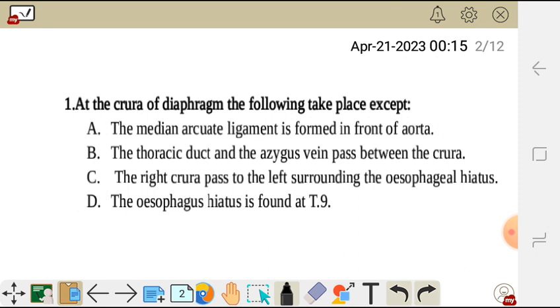Question 1 reads, at the crura of the diaphragm the following take place except A, the median arcuate ligament is formed in front of the aorta, B, the thoracic duct and the azygos vein pass between the crura, C, the right crus passes to the left surrounding the esophageal hiatus, and D, the esophageal hiatus is found at T9. So all of these are correct except D. D is wrong. Why? Because the esophageal hiatus is not at T9, but instead it is at T10. So the answer for question 1 is D.